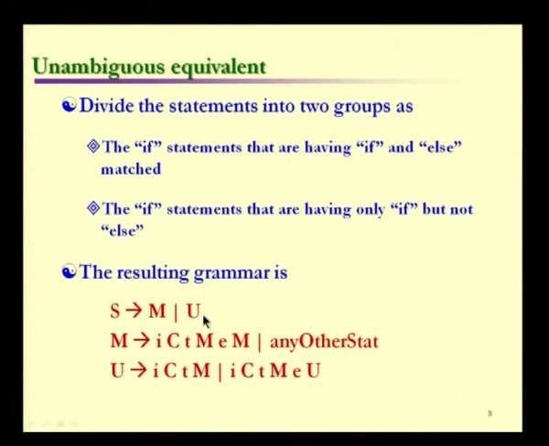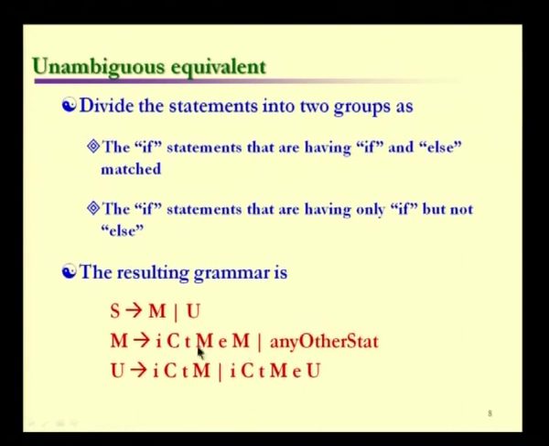S is deriving M or U, that means the matched statements, and the other is the unmatched statement. The matched statement could be: if, condition, then, and we must have a matched statement here, and else we must have another matched statement here. So, we cannot make even one of them an unmatched statement. If you replace this M by U, then once again the entire statement becomes ambiguous, or even here, if it is an unmatched statement, the whole statement will become unmatched, that is, ambiguous. So, we must have both the then part and the else part as matched statements.